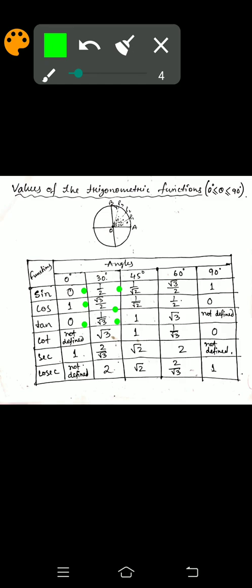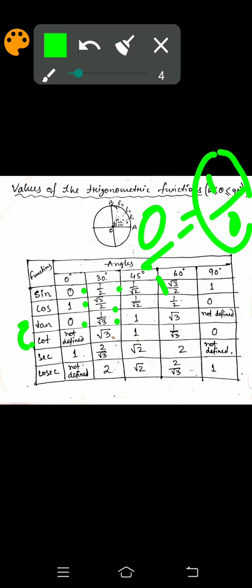Okay, now cot is the reciprocal of tan, which we got earlier. So what is the reciprocal of 0? 0 means 0 by 1, so its reciprocal equals 1 by 0. 1 by 0 is undefined, that means not defined. So cot 30 will be the reciprocal of tan 30, tan 30 is 1 by root 3, so its reciprocal is root 3, so cot 30 is root 3. Similarly for the remaining angles.